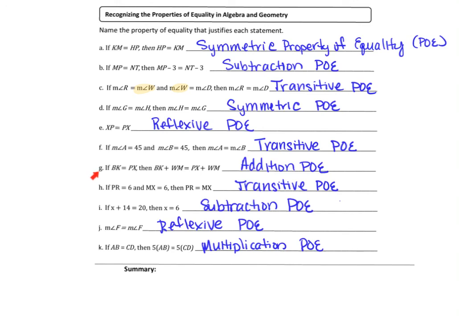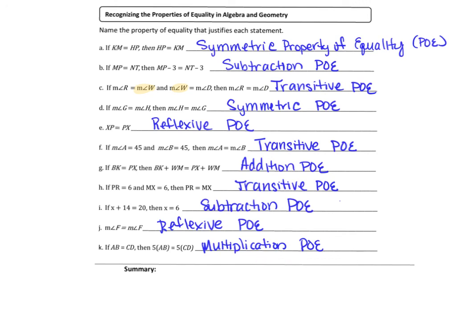For letter G, if we have BK is equal to PX, you'll notice that a WM is added to both the BK and the PX, so that would be addition POE. This one was transitive. For letter I, if x plus 14 equals 20, then x equals 6. The only way to get x equals 6 is if you subtract the 14 from each side, so that would have been subtraction POE. This one, letter J, is pretty straightforward. And then letter K, if you have AB is equal to CD, and both of those are being multiplied by 5, that would be the multiplication property of equality.